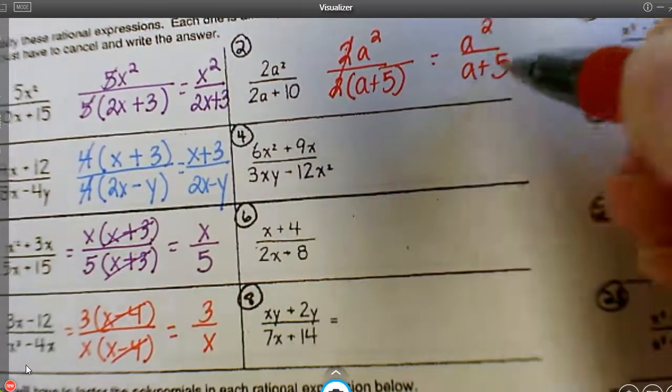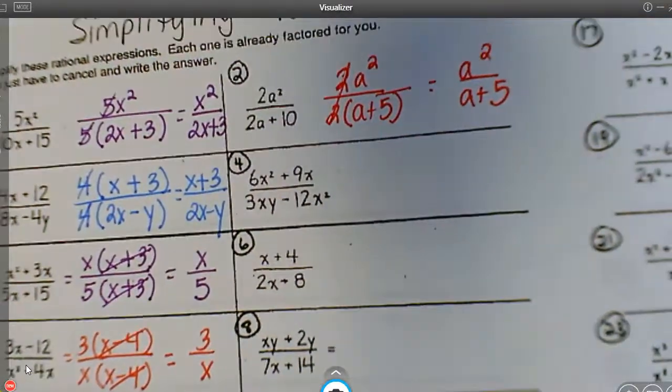Be really, really careful. You cannot get rid of one of those a's right there, because it has to be a whole term when you get rid of things, unless there's something outside like there was at the beginning.